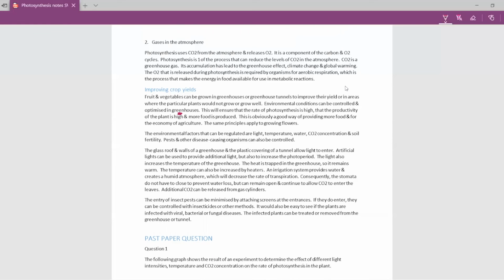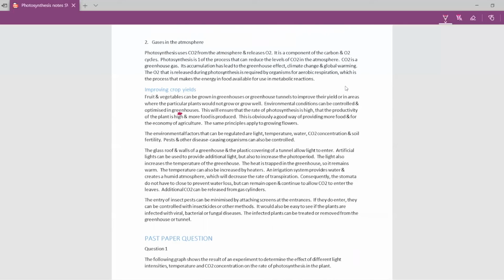So it's a glass roof, right? There's heat that's trapped, so it's hot, or it can be heated by heaters. There's the irrigation system that provides water, right? Carbon dioxide will enter. If there's too little, they'll pump it in. If there's too much, they can release it by vents. Pests are not allowed to enter. If they need to, they can use insecticides, or they don't need to.